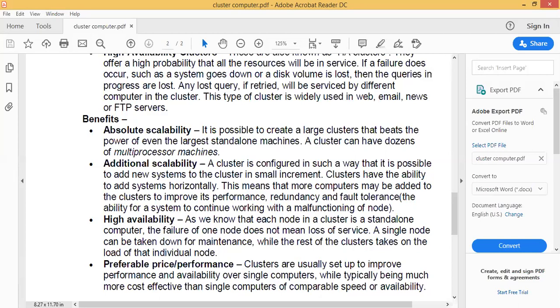Preferable price. Clusters are usually set up to improve performance and availability over single computers, while typically being much more cost effective than single computers of comparable speed or availability.